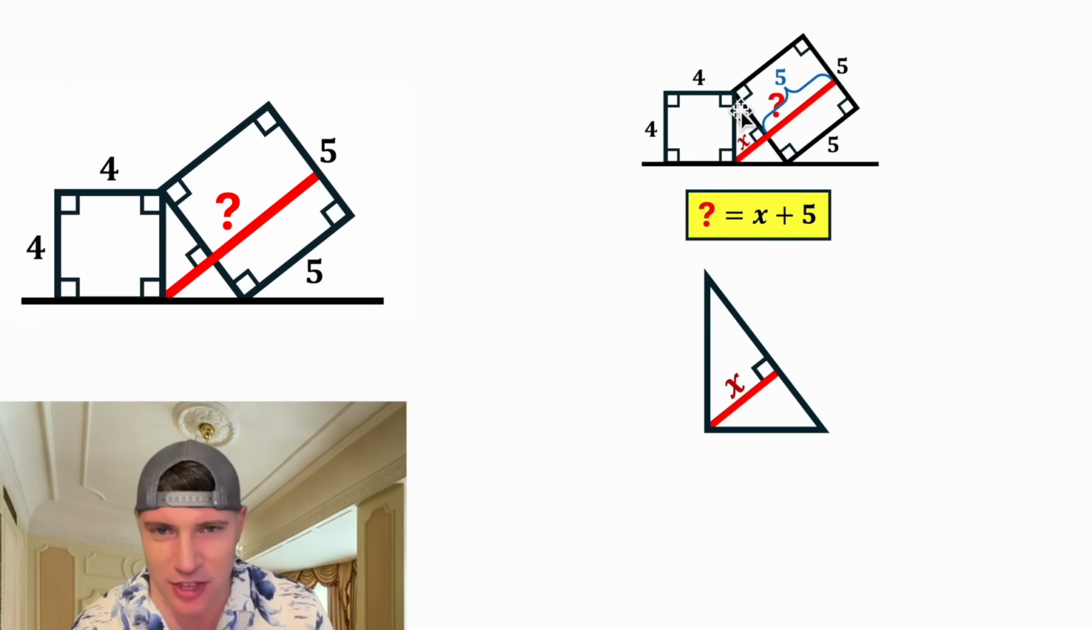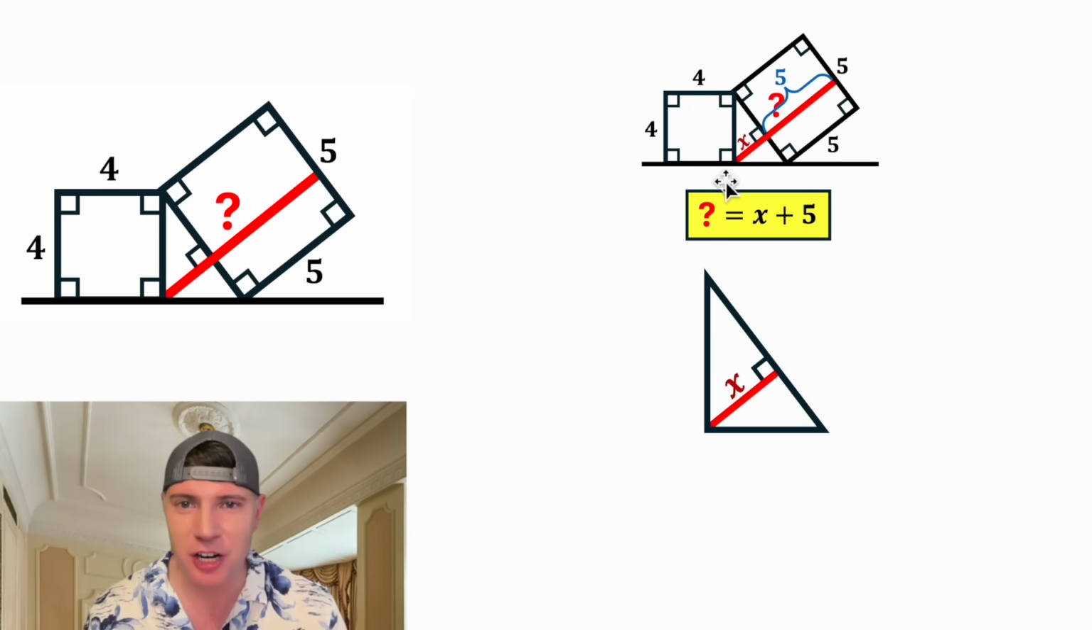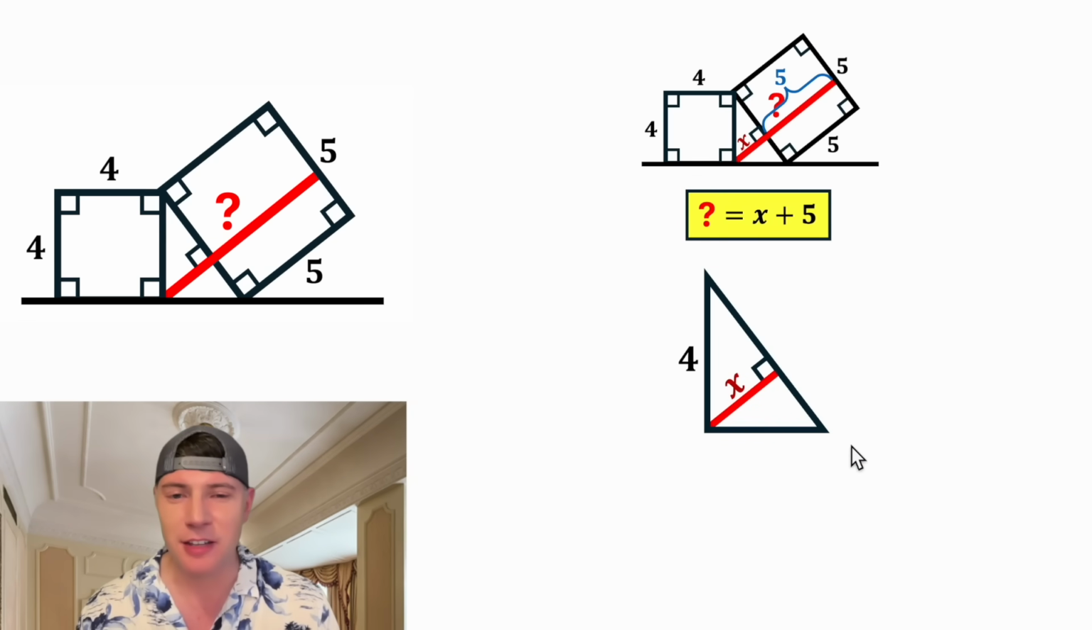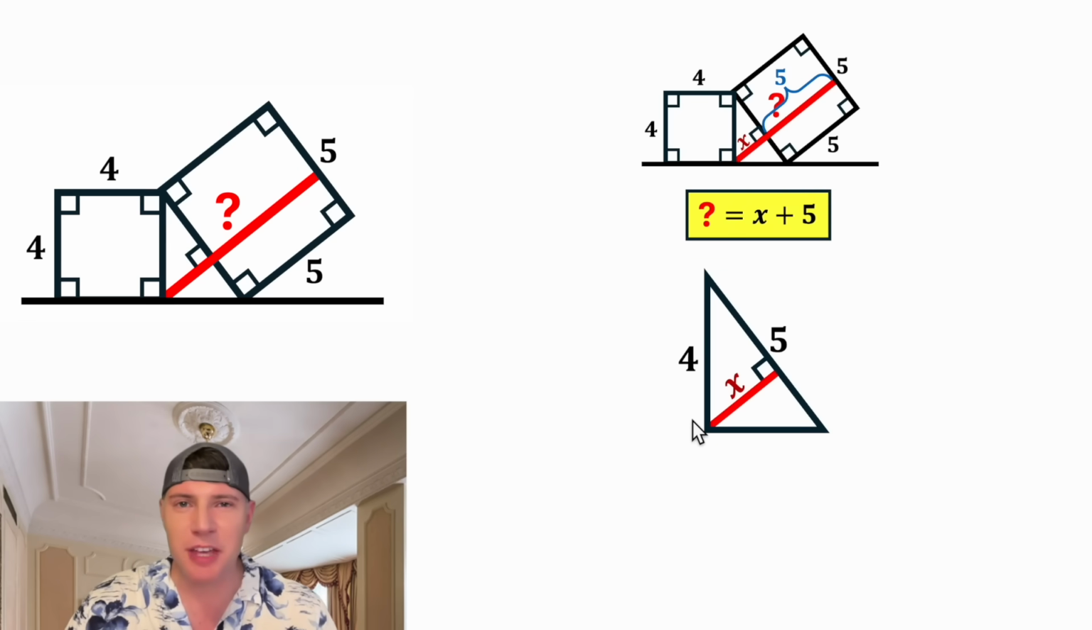Let's focus on this right triangle that contains the x. This side of the triangle is shared with this square, so the side length is equal to 4. And this side of the triangle is shared with this square, so its side length is 5. We know this is a right triangle because this is a right angle, so this would have to be a right angle.